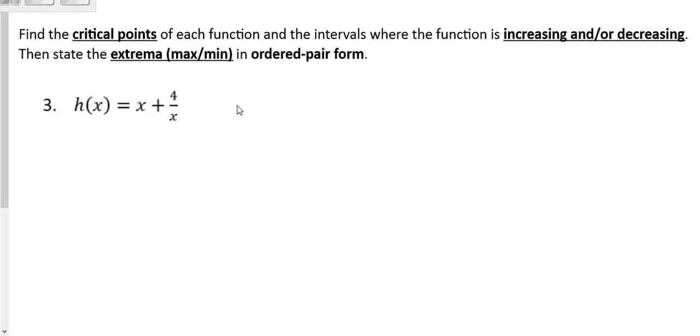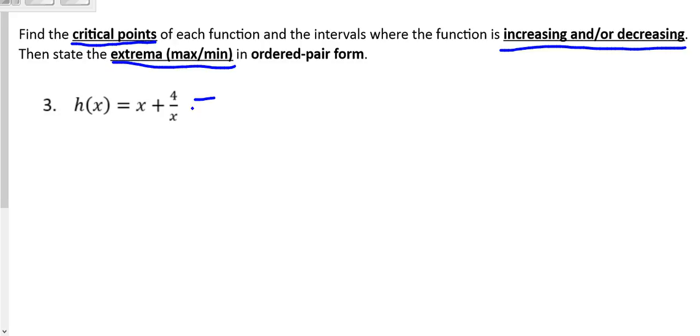To solve this problem, I need to find the critical points. I need to find where the function is increasing and or decreasing. And I need to find the extrema and say if they're a maximum or a minimum. And I can't forget to write them in order here. So the first thing that I need to do is take the derivative, because the derivative is going to help me find all of these things.